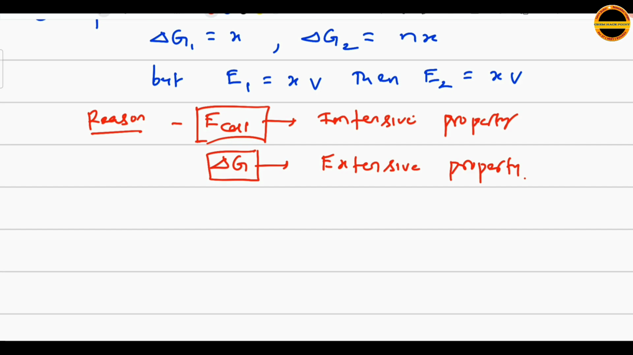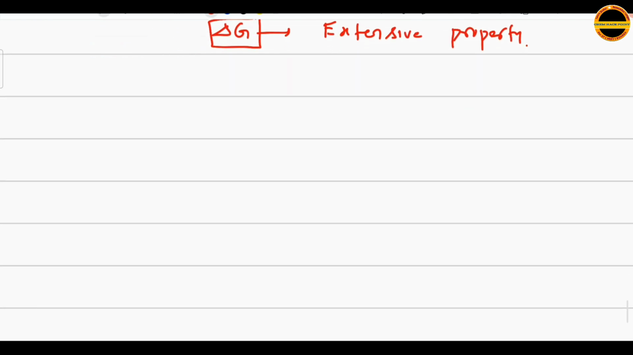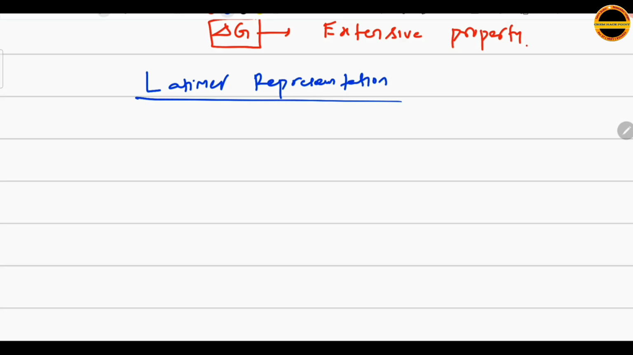Okay. Next, Latimer representation. Every topic we are going to cover, so watch carefully. Your concepts will be crystal clear after completion of the entire electrochemistry. Latimer representation. For example, if I take one example, Cu2+, Cu+, Cu.